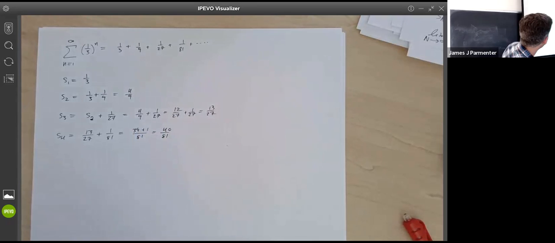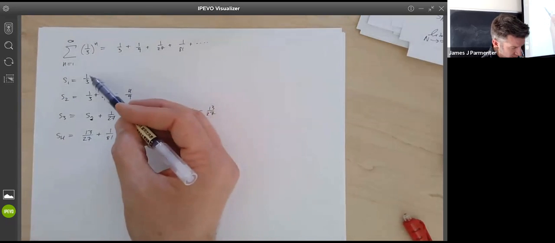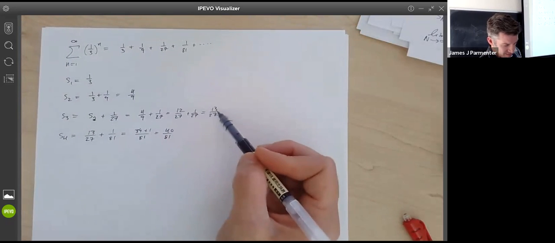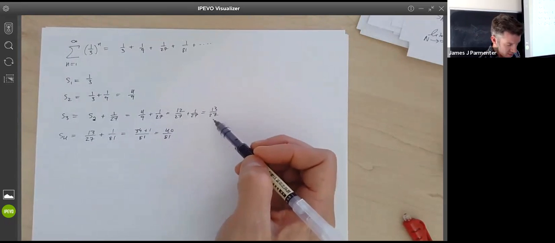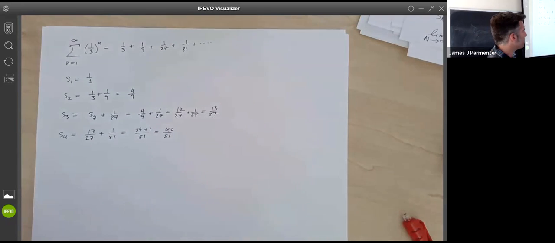And at this point, you might start to see a pattern. You might start to see that the numerator times 2 plus 1 is equal to the denominator. You might not, right? It takes practice. But 1 times 2 plus 1 is 3. 4 times 2 plus 1 is 9. 13 times 2 plus 1 is 27, this is where I start to think, oh yeah. 40 times 2 plus 1 is 81. So we might be able to write a formula for the nth partial sum.